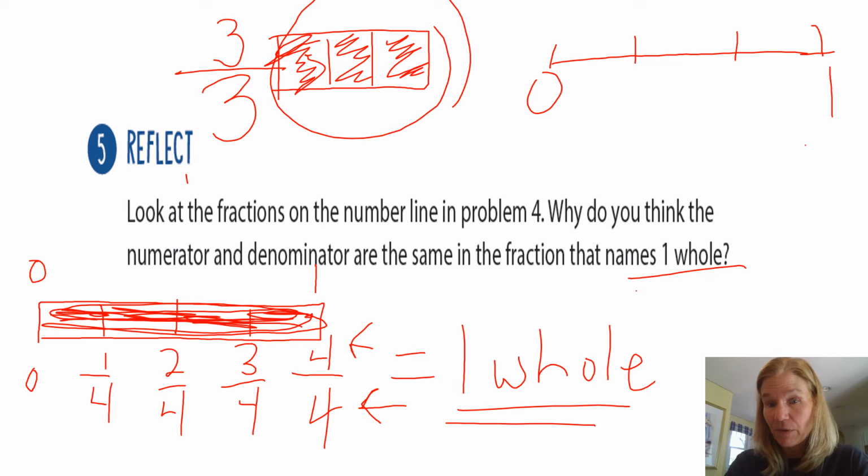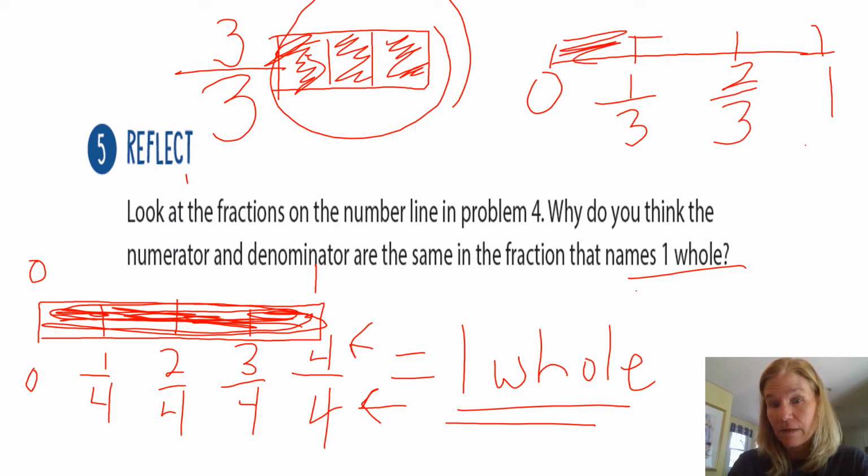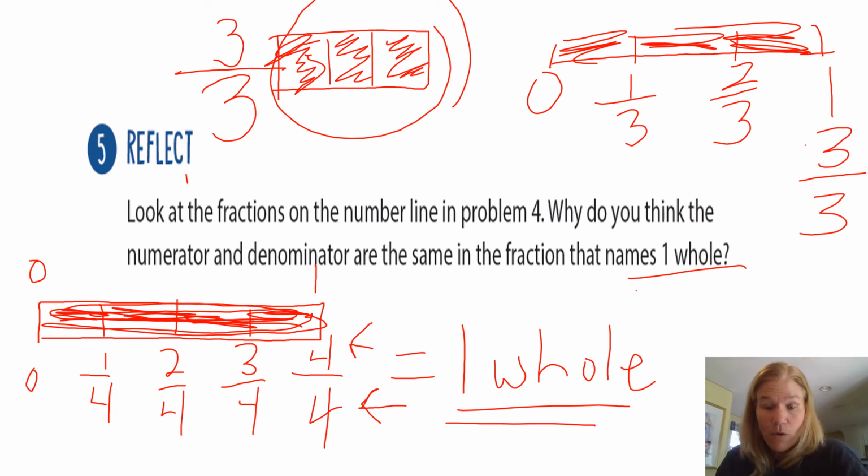Same thing on the number line. If I use 1 out of 3 parts, 2 out of 3 parts, and now I color in this one. Here's my 1/3, here's my 2/3, and I want to color in this one. It's my 3/3 or my whole. So that's what you're going to be taking a look at. You're going to be thinking about fractions on a number line.